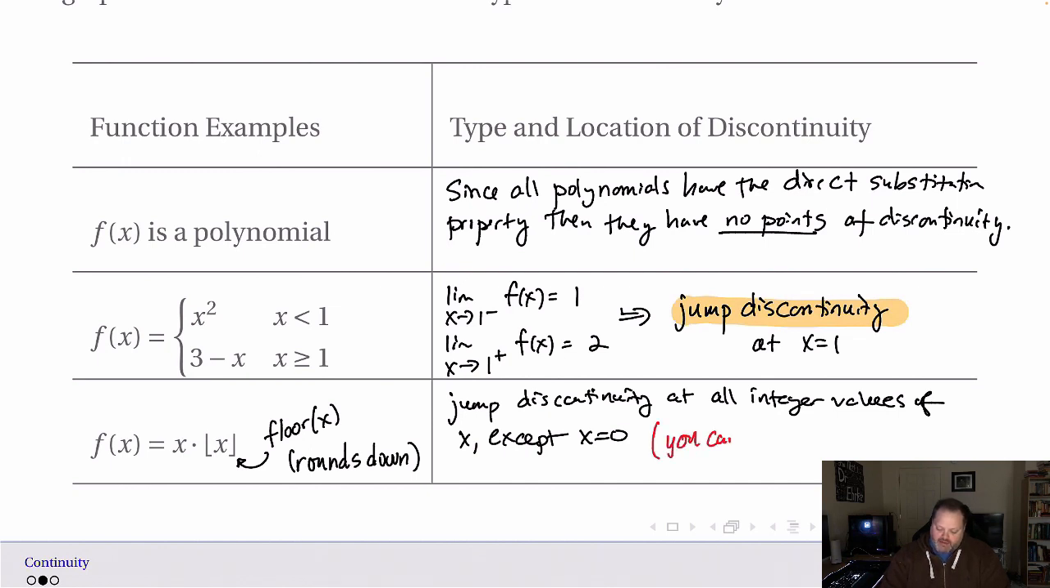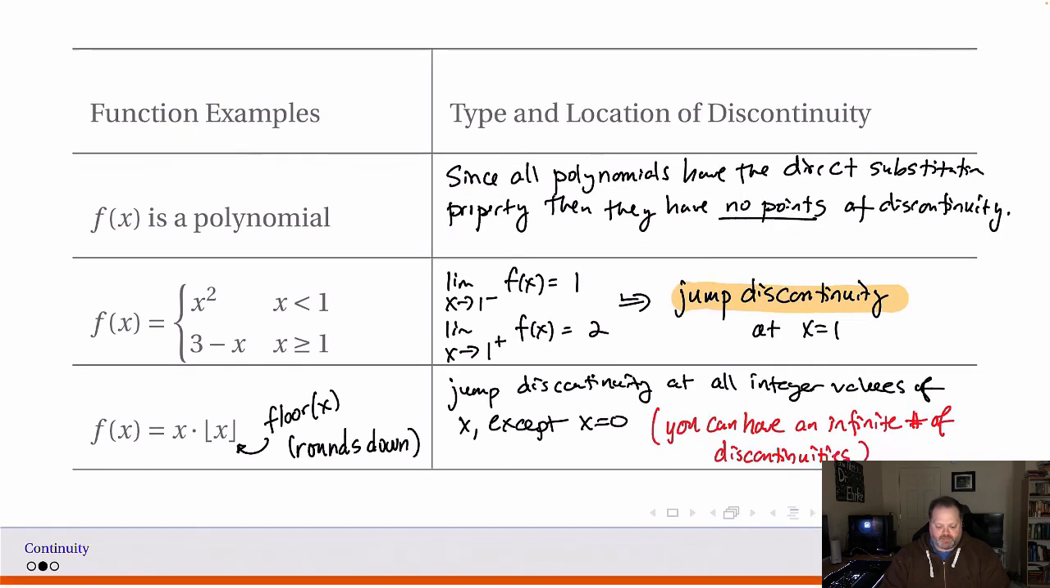You can have an infinite number of discontinuities. This graph is an example of that. So that is allowed. It can be a bit much depending on the situation you're trying to analyze, but you can have an infinite number of discontinuities. Each of these were jumps though, so we haven't introduced a new type of discontinuity with that example.